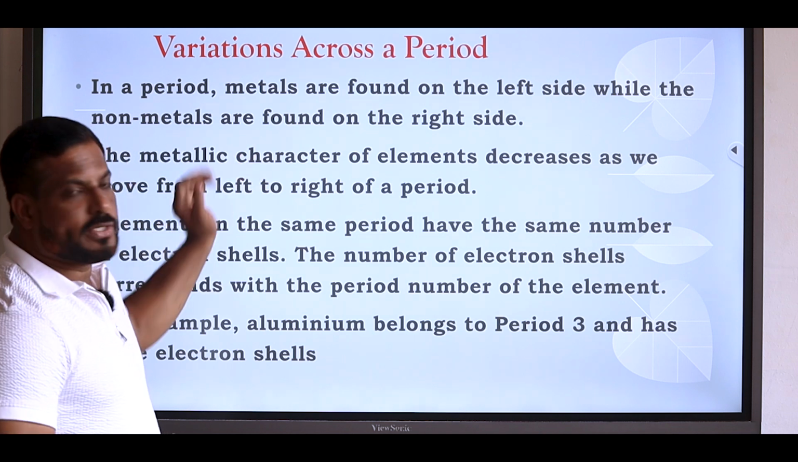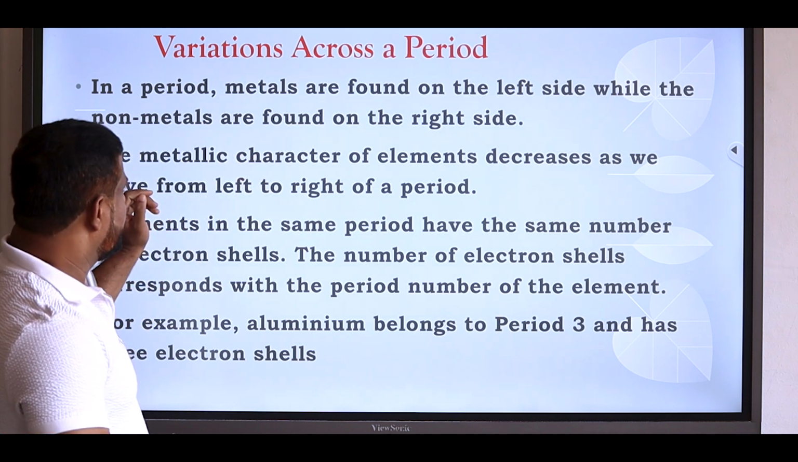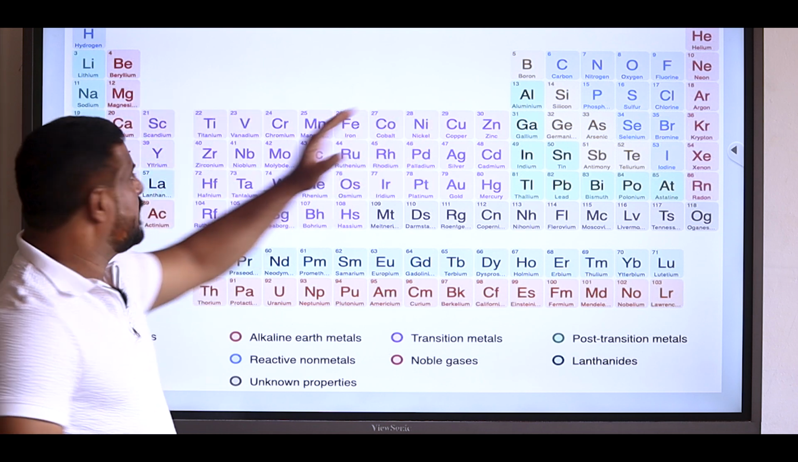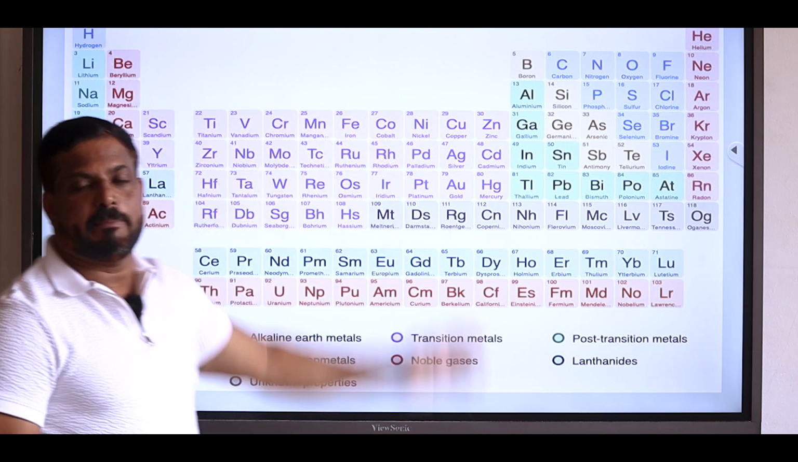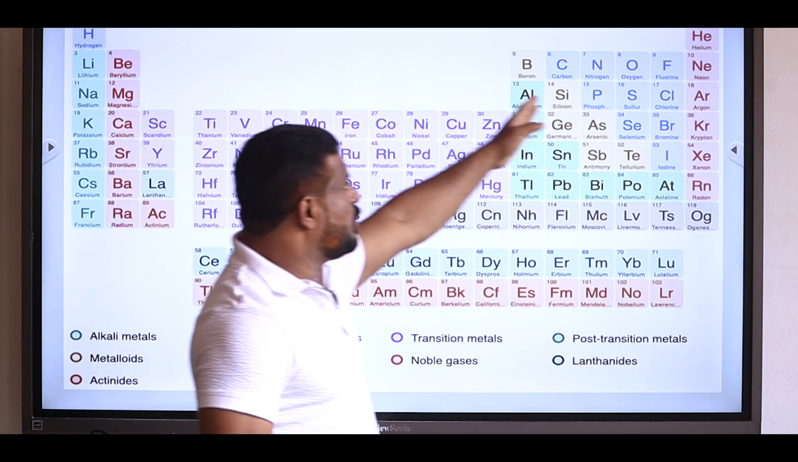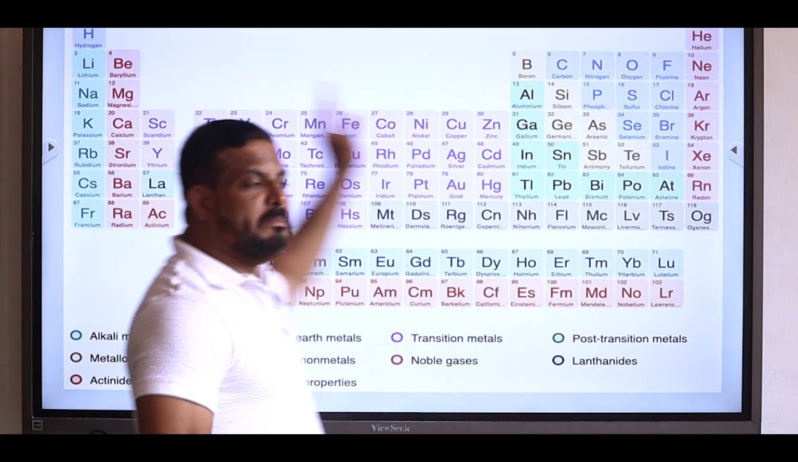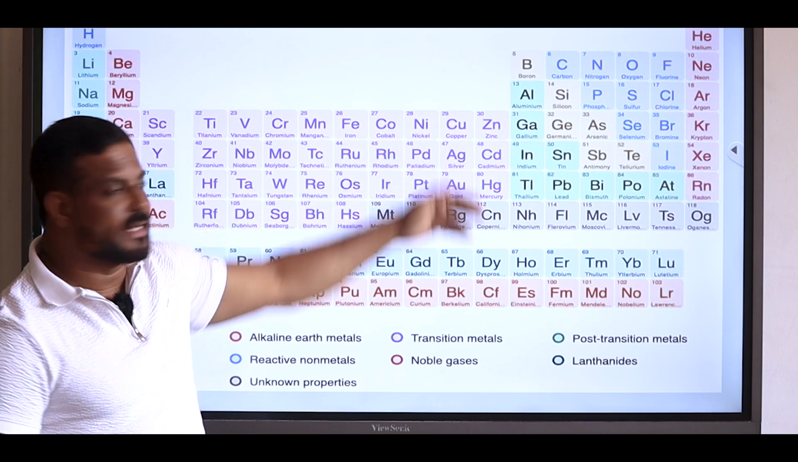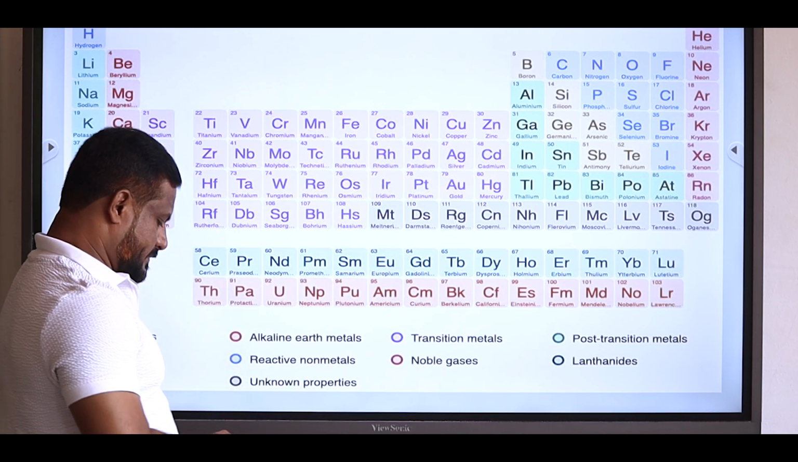Now, variations across a period. When you are checking a period from left to right, the metallic character decreases. Lithium, beryllium, boron, carbon, nitrogen, oxygen: metal to non-metal. That character is changing. Metallic character decreases.